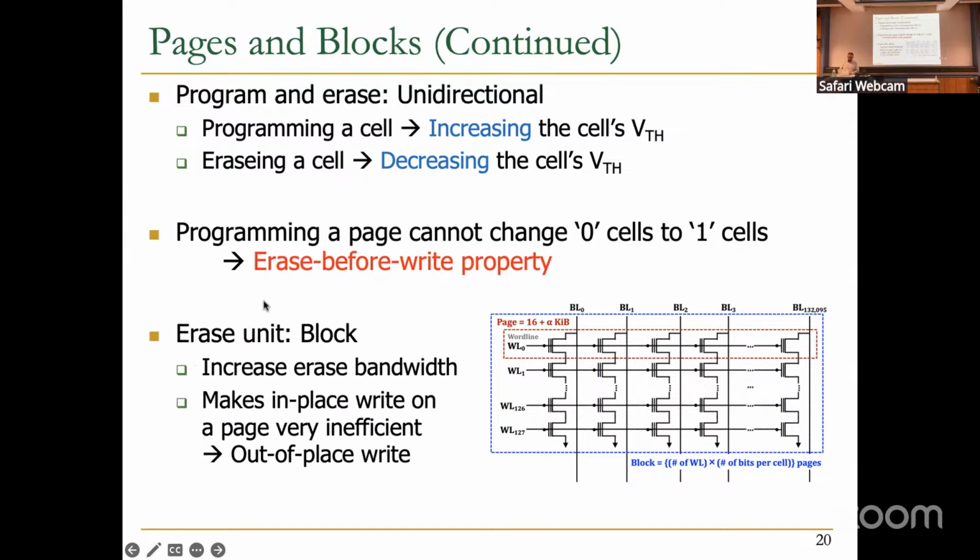And that's why people erase at the block level, because erasing is quite slow, and we want to also have a good bandwidth for erasing. So people do it at the block level. And because of doing erase at the block level, that makes in-place write on a page very inefficient. And that's why we are doing out-of-place write in the system. This thing I think is now clear, right?